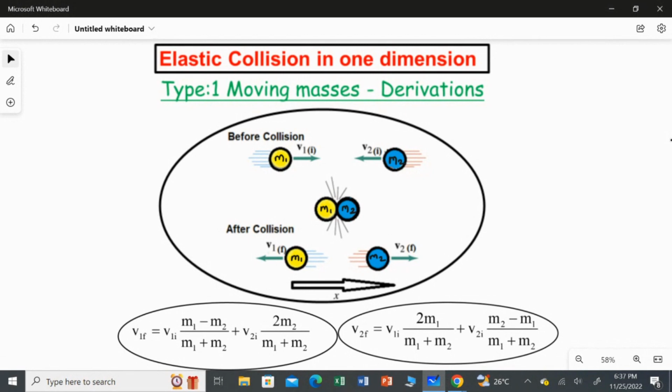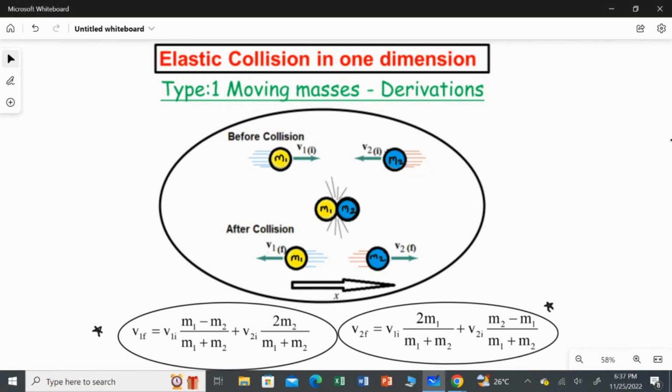So for this, I am going to make two videos. Actually, this derivation is a little bit lengthy, so I plan to make two videos. In the first video, I am going to show the derivation for getting this equation, and in the second video, I am going to show the derivation for finding the second mass final speed.